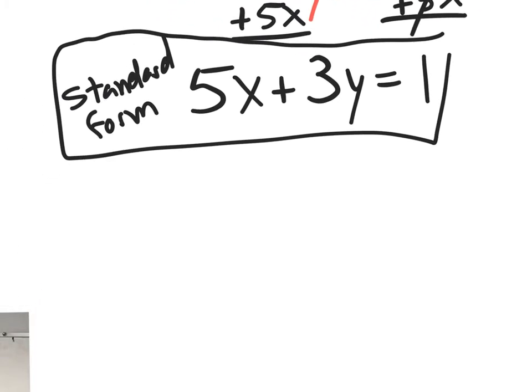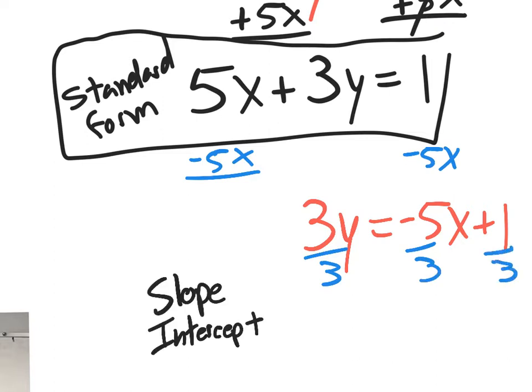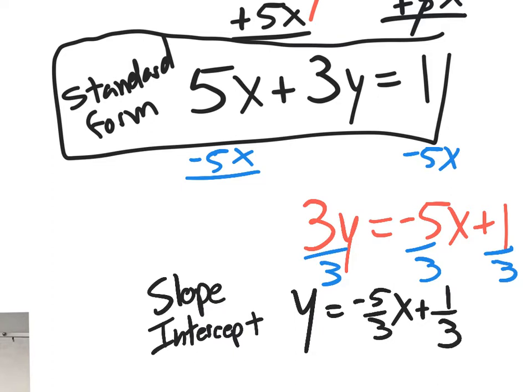So I am going to subtract 5x and subtract 5x, giving me a new equation that says 3y equals negative 5x plus 1. And my final step for my slope-intercept form equation will be to divide by 3, divide by 3, and divide by 3. So my slope-intercept form equation is going to be y equals negative 5 over 3 x plus 1 over 3.